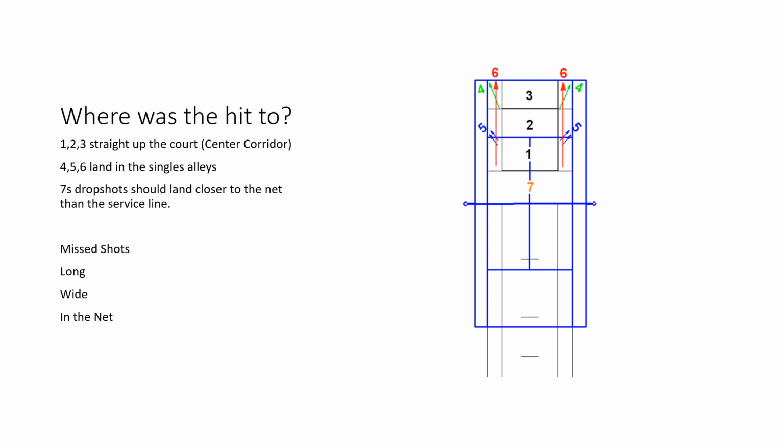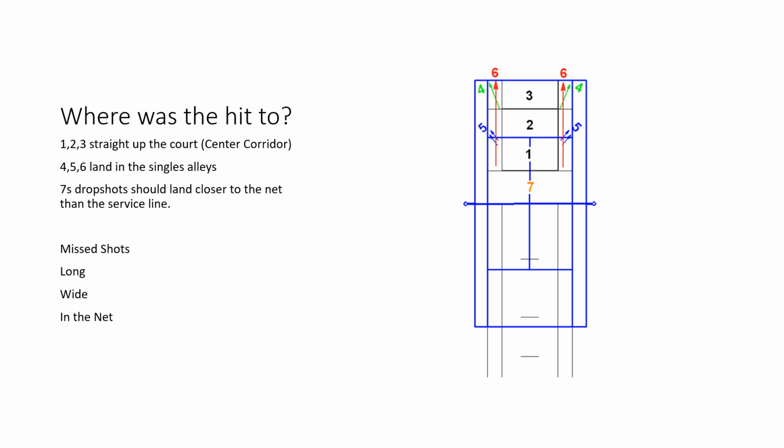Fours land closer to the baseline than the service line, while fives, which are also diagonal shots, are hit closer to the service line. Sixes are down the line shots that hit inside the singles alley. If you're going to hit a drop shot, the idea is you want to hit it closer to the net than to the service line, so that's the seven.